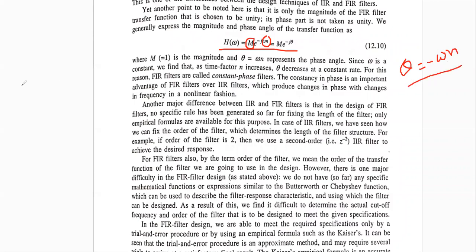This is another important point for the FIR system: our phase is linear. Phase is linear for FIR system. So the phase angle for the FIR system is linear. In case of IIR system, this is for the IIR system, always we have non-linear phase.